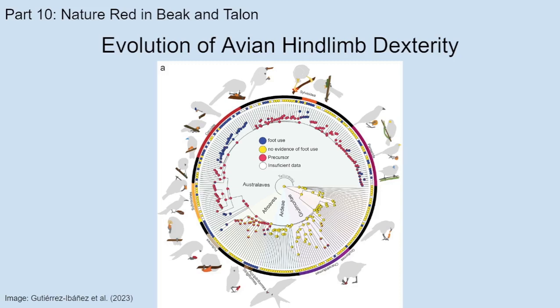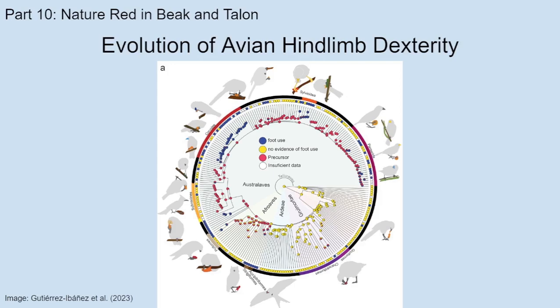And so what the authors of this paper did was that they surveyed photographs of a bunch of different species of birds from all around the world. And they tried to find evidence of birds using their hind limbs for manipulation. So, of course, birds don't have hands like ours, right?